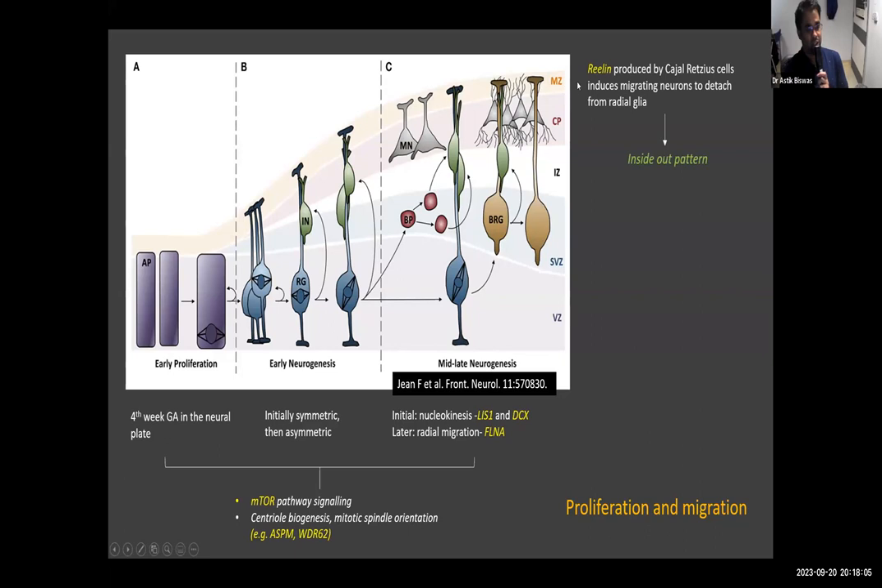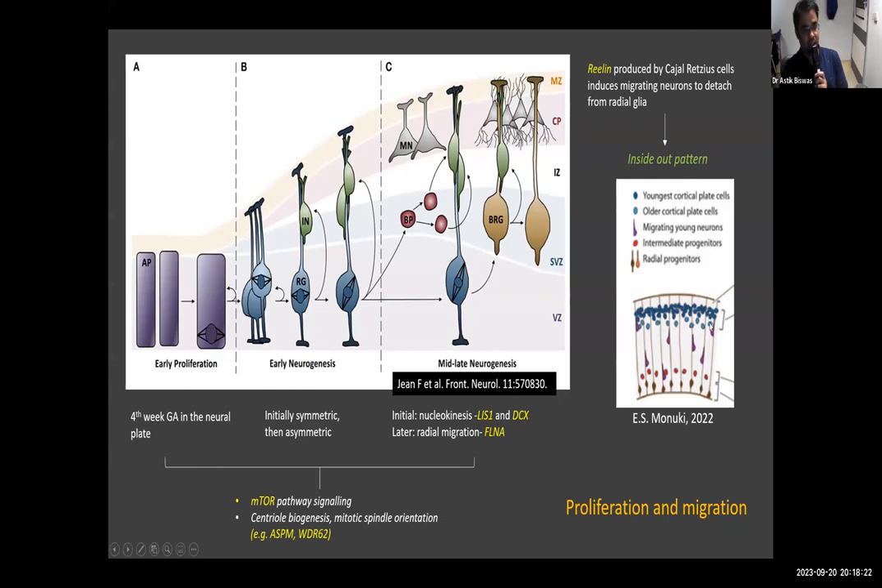And then the marginal zone, so the earliest cells that populate the marginal zone are the Cajal-Retzius cells. These play a very important role because they induce these migrating neurons to detach from the radial glia. And that results in an inside-out pattern, which basically means that the youngest cells are more superficial than the older cells.